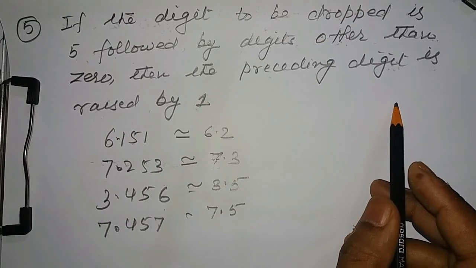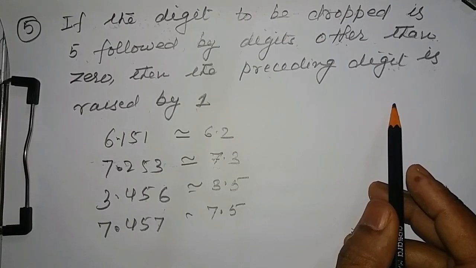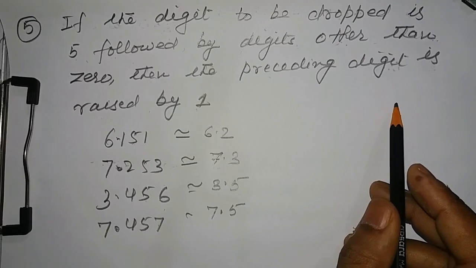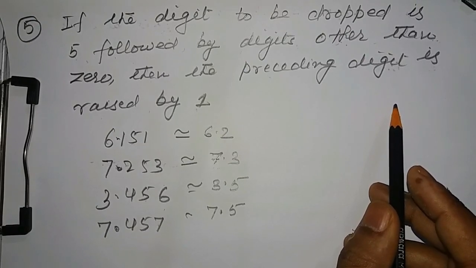And one very important thing: only the final result should be rounded off using the rules stated here. Intermediate results should never be rounded off.